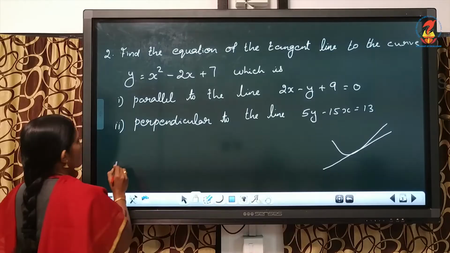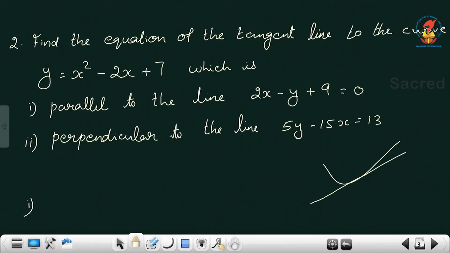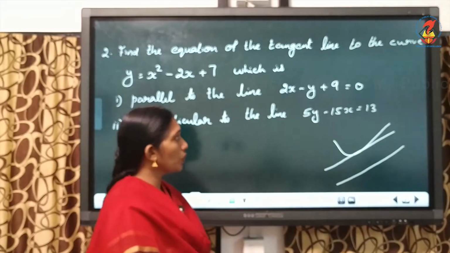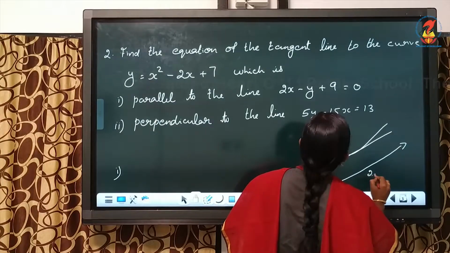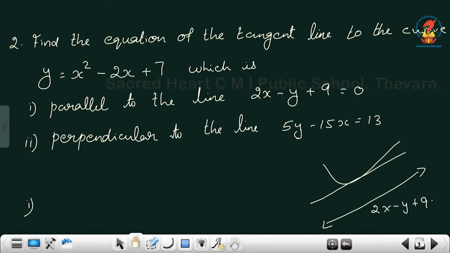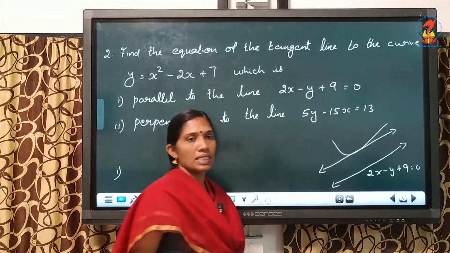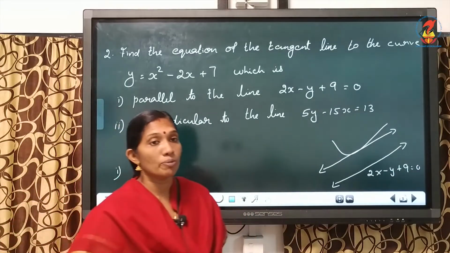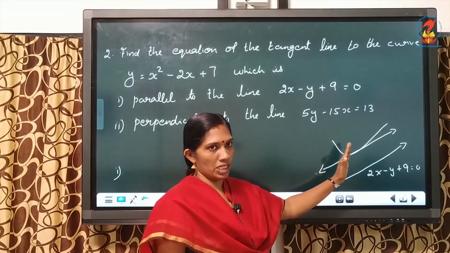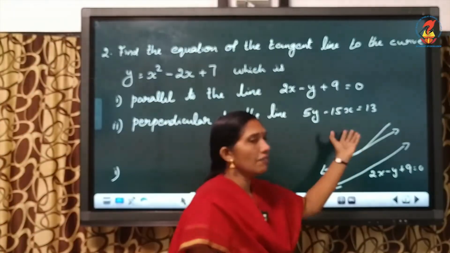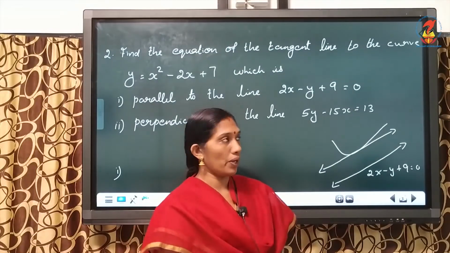The first one. What is given in the first one? The tangent is parallel to the line. So, there is another line that is parallel to the tangent. The parallel line's equation is 2x minus y plus 9 equal to 0. Tangent and this line are parallel, which means their slopes are equal. So, we will get the slope of the tangent. Then the curve is there, from that we can find the points.